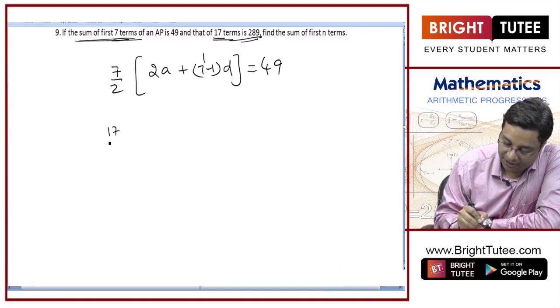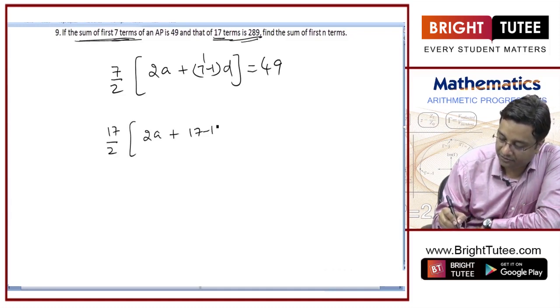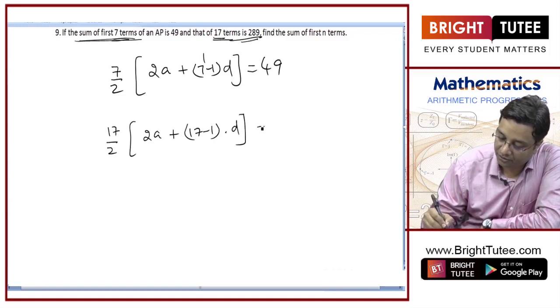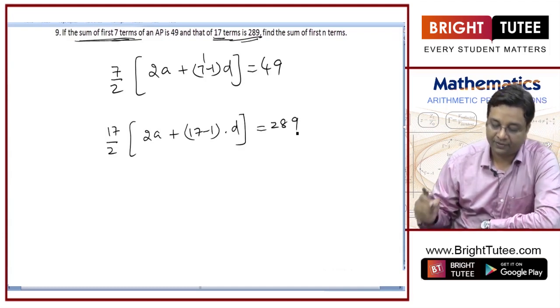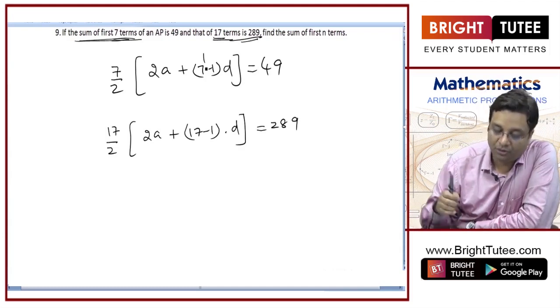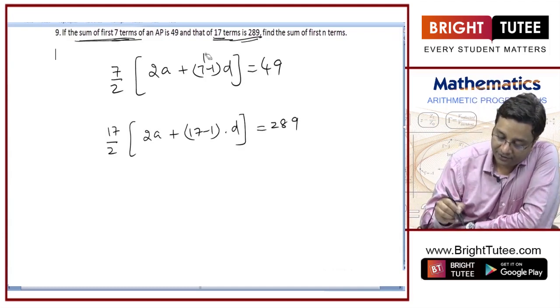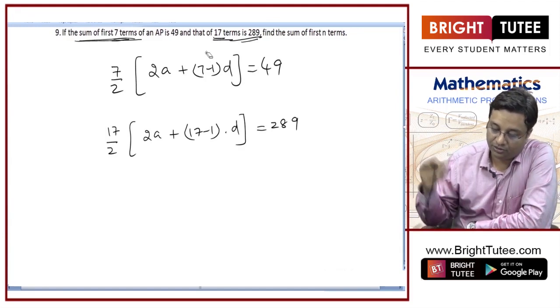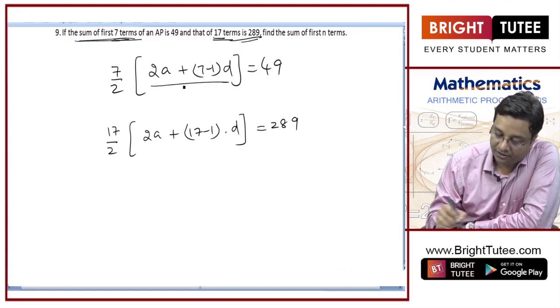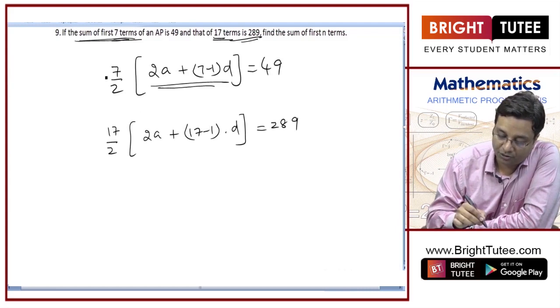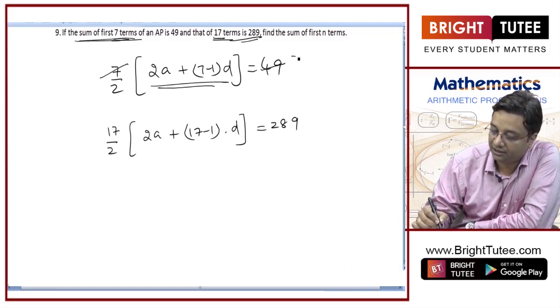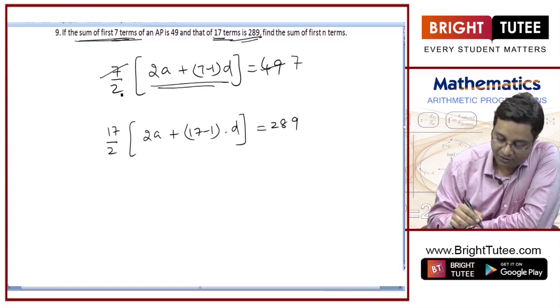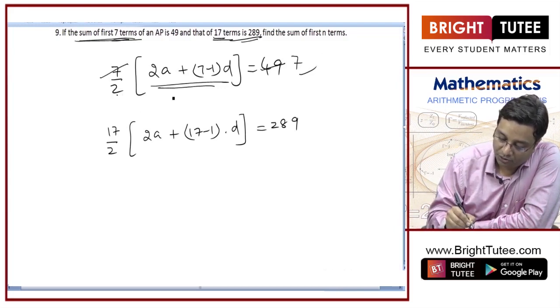So 17 by 2 into 2A plus 17 minus 1 into D is equal to 289, right? So this way we will get two equations in A and D. Using this one, we can divide it by 7 on both sides. So 7 will get cancelled here, it will give me 7 here. Now if I multiply this 2 here, it will give me 14.